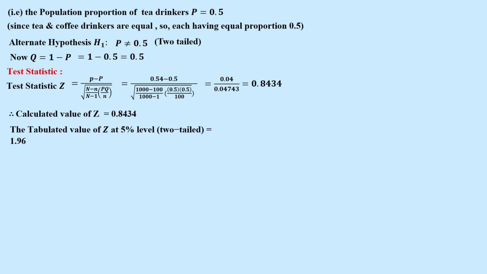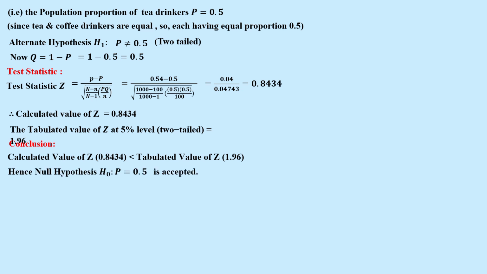Tabulated value at 5% level, two-tailed, is 1.96. So the conclusion: the calculated value of Z is less than the tabulated value, therefore H0 is accepted. Therefore tea and coffee are equally popular in that particular state.